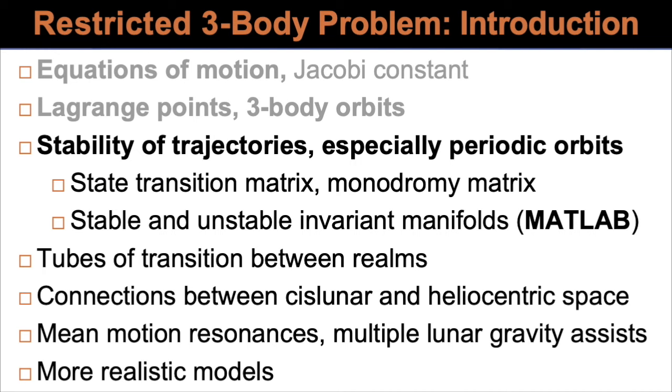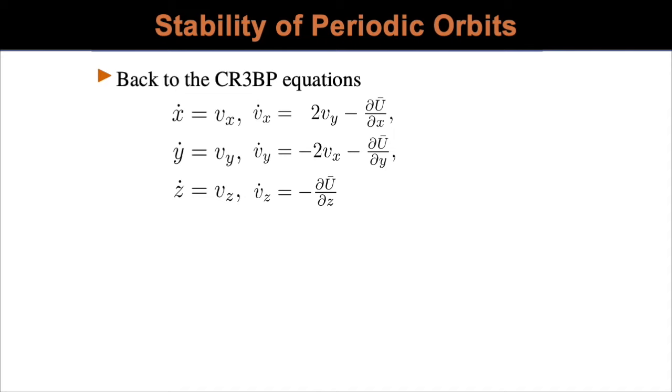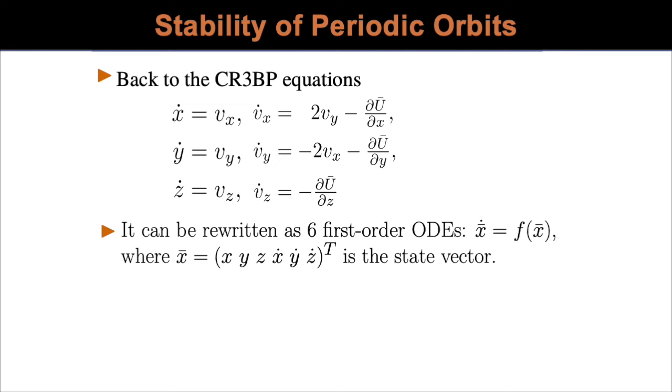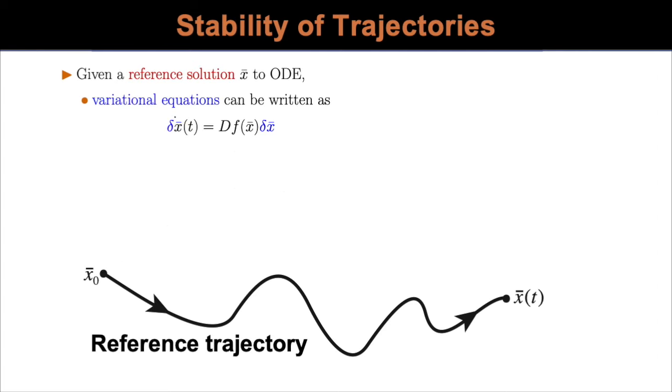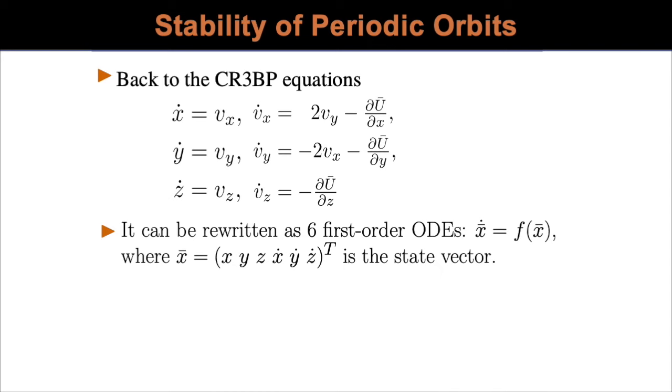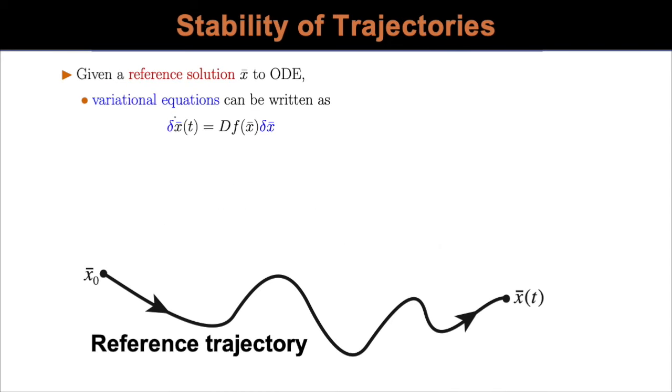All right, so we've talked about the equations of motion and some things about the Lagrange points. I'm going to now go into more about the stability of trajectories, especially periodic orbits, and then I think we'll get to the MATLAB demo. So back to those equations of motion for the CR3BP, circular restricted three-body problem. If we write these in first order form, like I showed before, then we have a six-dimensional state vector, all right? If we have a reference trajectory, so let's just say we started with some initial condition x naught, integrated it for some amount of time, we've got a reference trajectory.